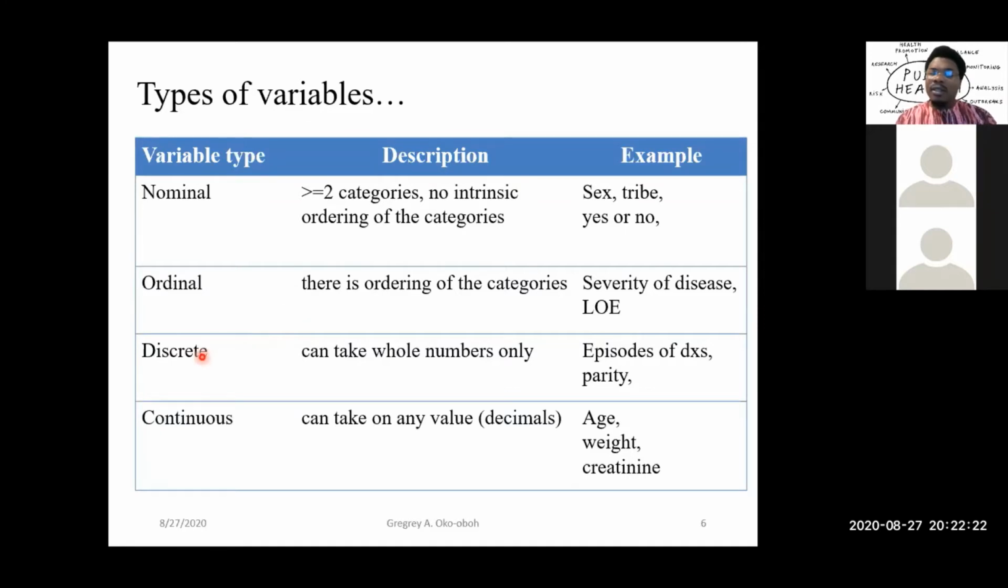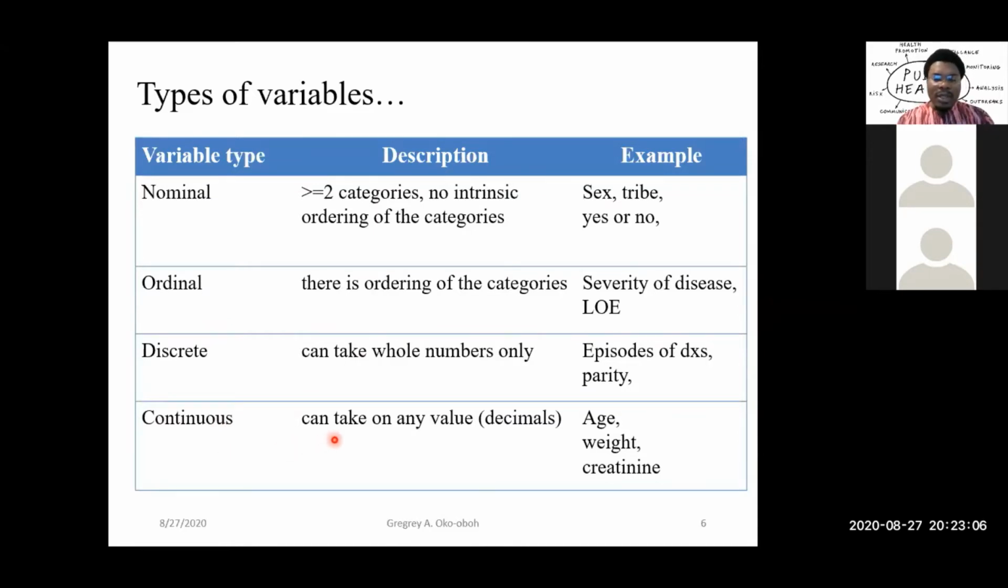Okay, now discrete. Discrete, on the other hand, is a quantitative variable. And these are variables whose values assume whole numbers. For example, episodes of diseases, it can either be 1, 2, 3, 4, and so on. Parity, okay? Parity is another example, para 1, para 2, and so on. So these are variables, they are not necessarily categorized, but they take whole numbers, even though sometimes those whole numbers can be categorized.